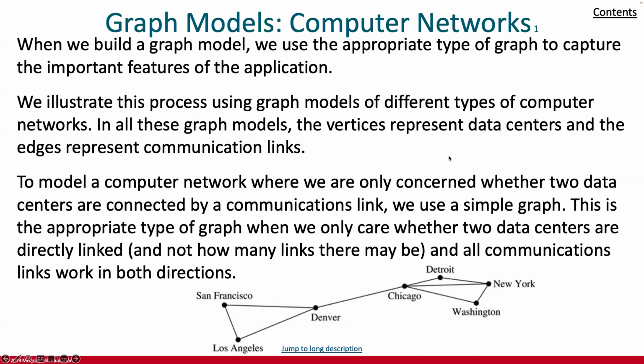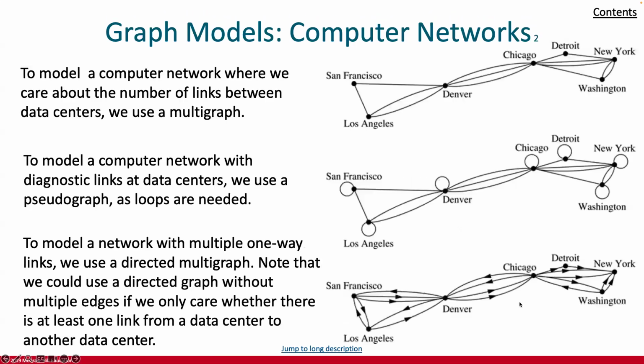To model a computer network where we only care whether 2 data centers are connected by a communication link, we use a simple graph. This is the appropriate type of graph when we only care whether the 2 data centers are directly linked and all communication links work in both directions. So thus we see that here across the United States, we have a whole bunch of data centers and all have communication links between them. Not everyone is connected to everyone, but there is a path that we can get connectivity to all of them.